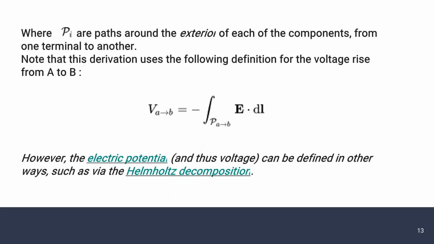Note that the derivation uses the following definition of the voltage rise from A to B, where V is equal to minus the integral from A to B of E dl. However, the electric potential and voltage can be defined in other ways, such as via the Helmholtz decomposition.